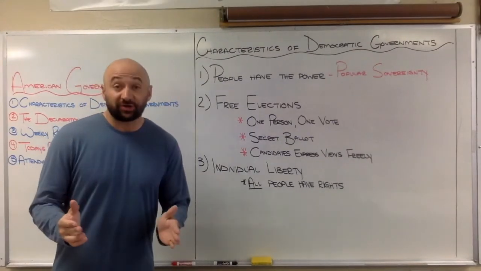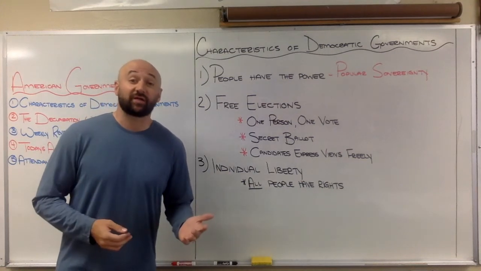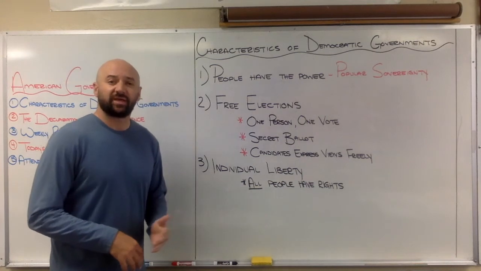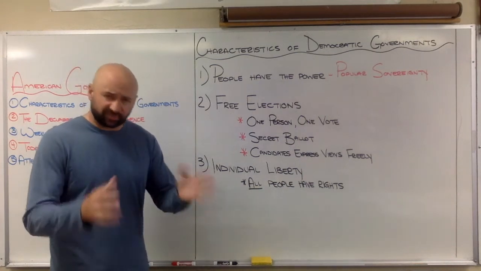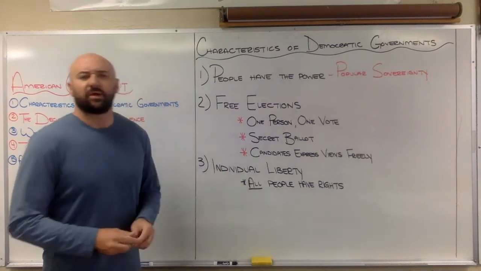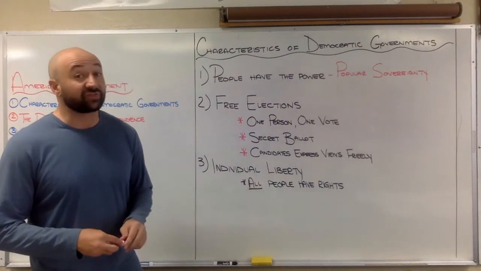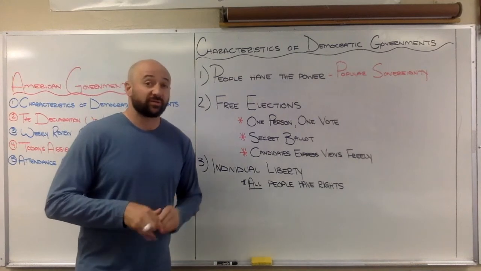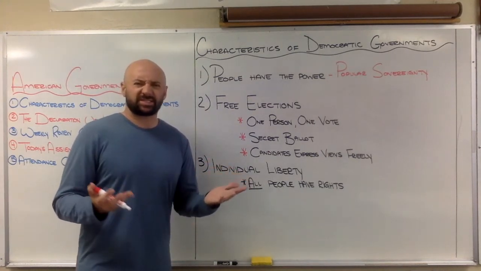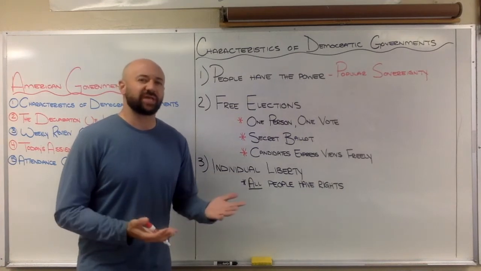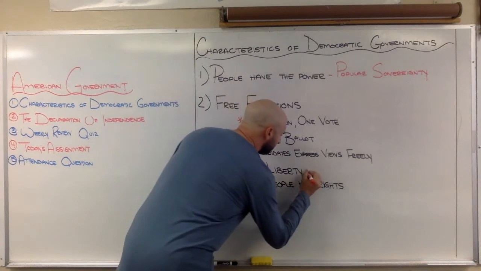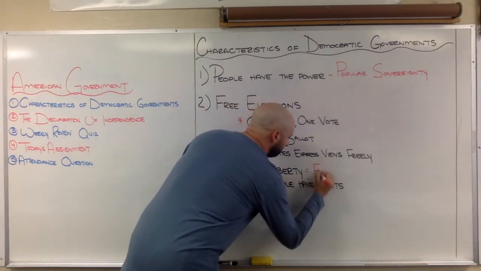The third characteristic of a democratic government is something we call individual liberty. Now, individual, you know what that means. It means single, for you, an individual. But what does that word liberty mean? We have a Statue of Liberty in New York, New Jersey, technically. But in that harbor there, what does the Statue of Liberty represent? Any guesses? Did you say freedom?